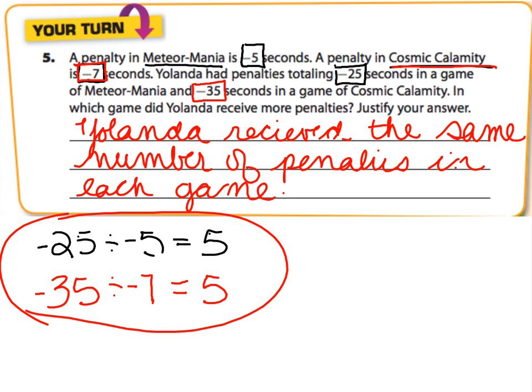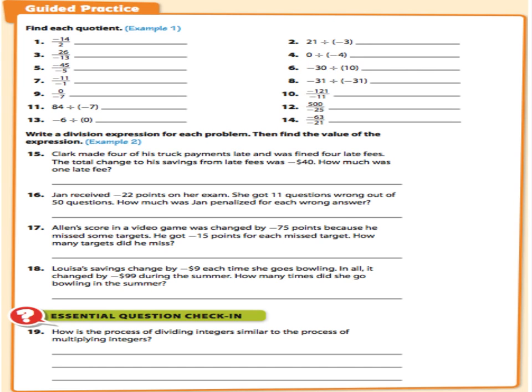Okay, you could take it a step farther and say that you know this because if you take the 25 seconds she lost and put it into groups of -5, you get 5 incorrect answers. And then if you take the 35 seconds that she lost and put it into groups of -7, you get 5 penalties. I'm sorry, not incorrect answers, 5 penalties. Okay, so you could take that process and put it into words and take that understanding up to that level 4 of advanced.